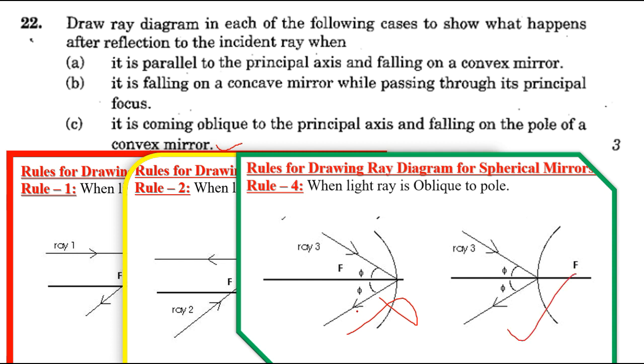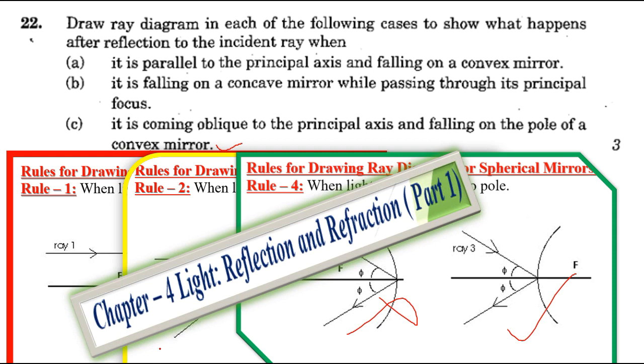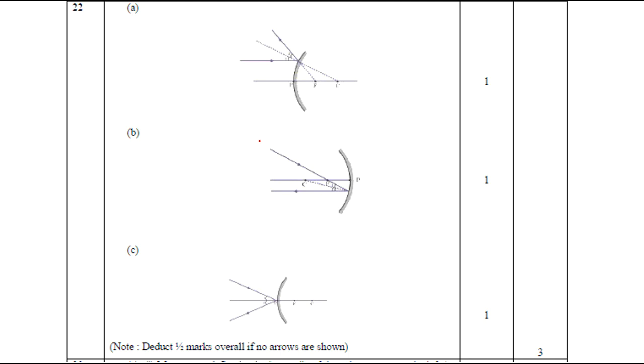You can find all this in the video of part 1 of chapter 4, that is light reflection and refraction. So if you have doubt in understanding this question, you can watch that video. You can see here the answer from the board exam. If you draw one diagram you get 1 mark, second diagram 1 mark, and third diagram 1 mark.